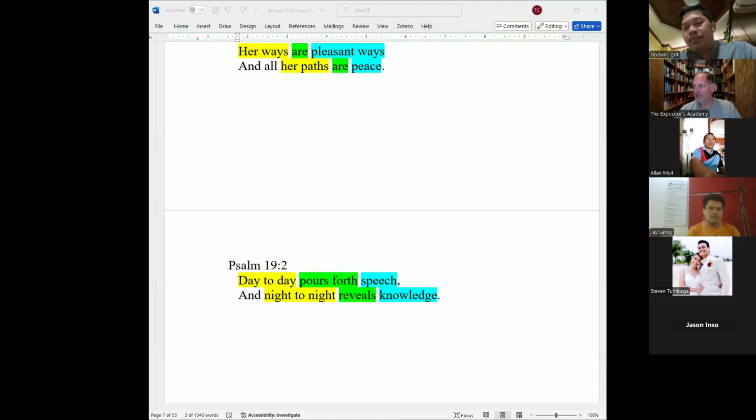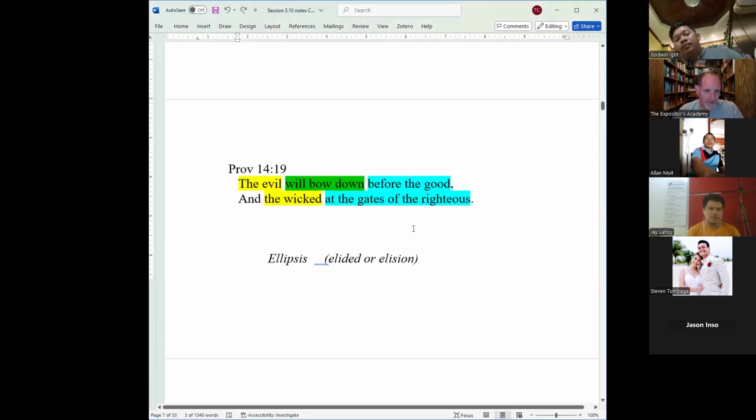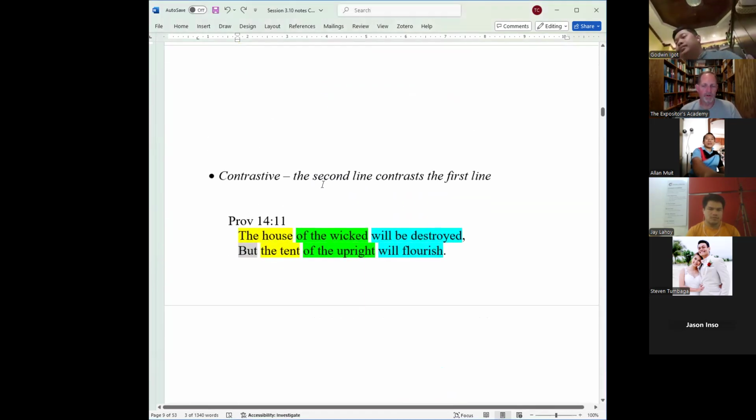All right. No question. Okay, I think it's pretty straightforward. And I think contrastive is as well, which is our next one. Remember, the contrastive is the second line contrasts or opposes or is opposite to the first, right? So we have the house of the wicked will be destroyed, but the tent of the upright will flourish.